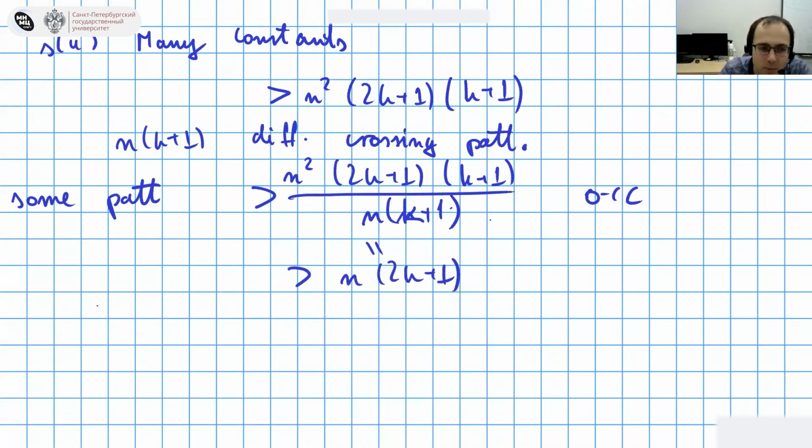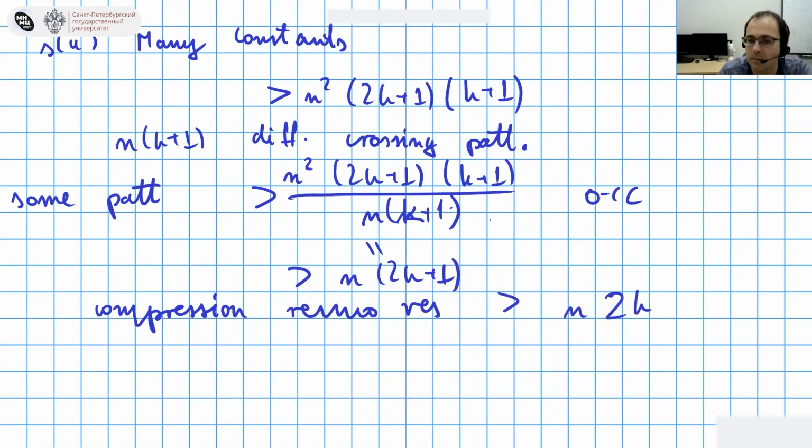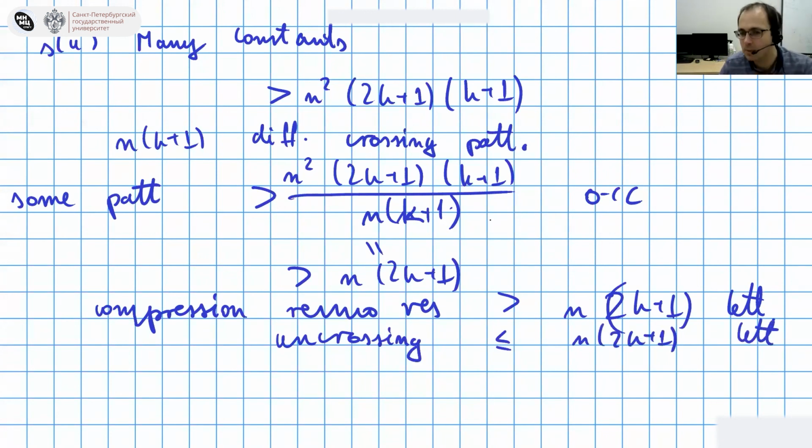But then this means that this compression removes a larger number than n times 2k plus 1 letters from the equation. But at the same time, the uncrossing introduces at most n times 2k plus 1 letters to the equation, which means that if we choose this pattern, then the equation gets smaller because we remove at least this number of letters, and we introduce at most this number of letters, so the equation gets smaller.